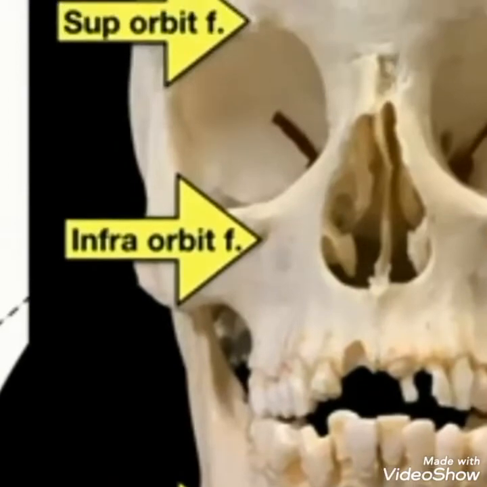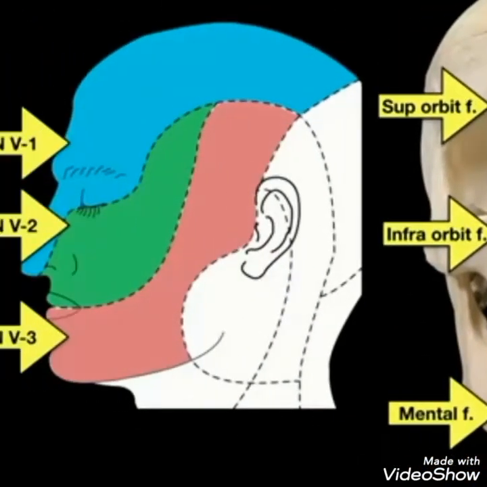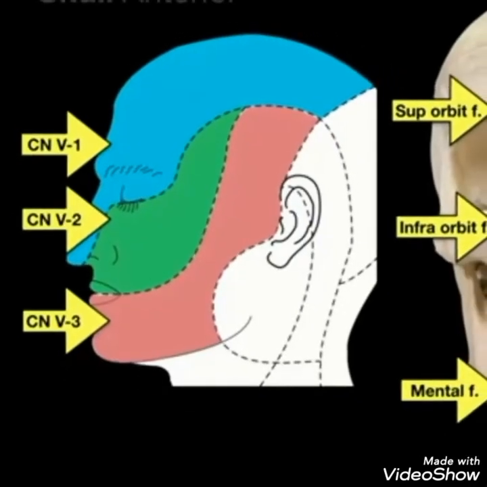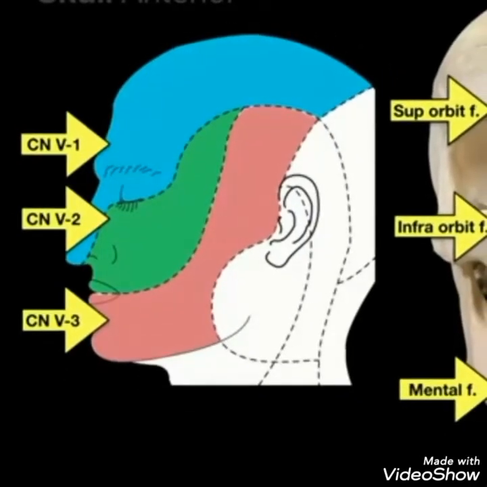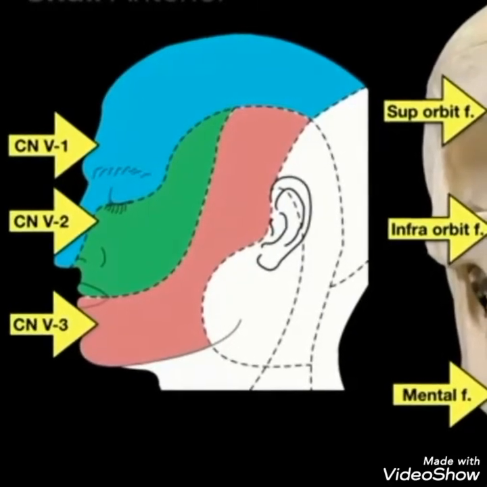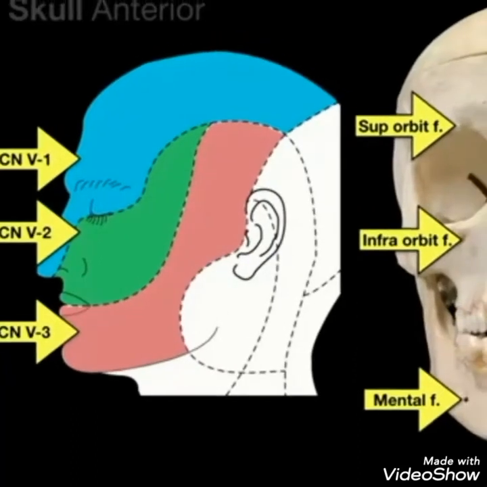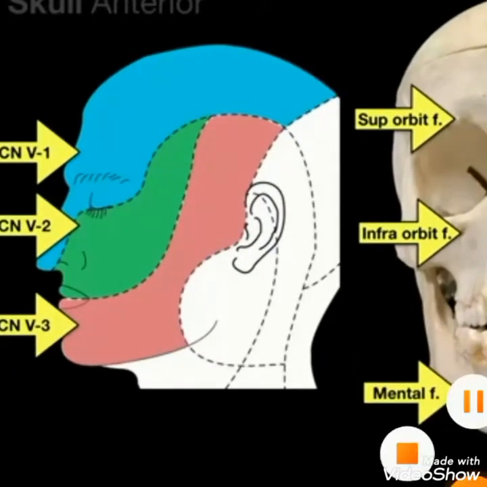What structures are supposed to pass through it? Concentrate on the figure of the left side. There is the trigeminal nerve that divides into three divisions: the ophthalmic, the maxillary, and the mandibular. They are supposed to pass through these respective foramina, giving rise to branches of the same name, like the supraorbital nerve, the infraorbital nerve, and the mental nerve.